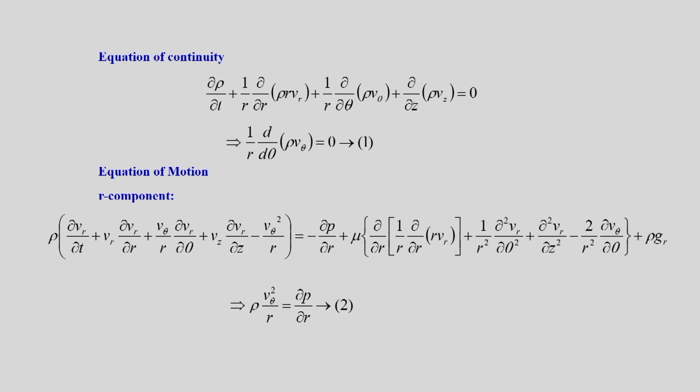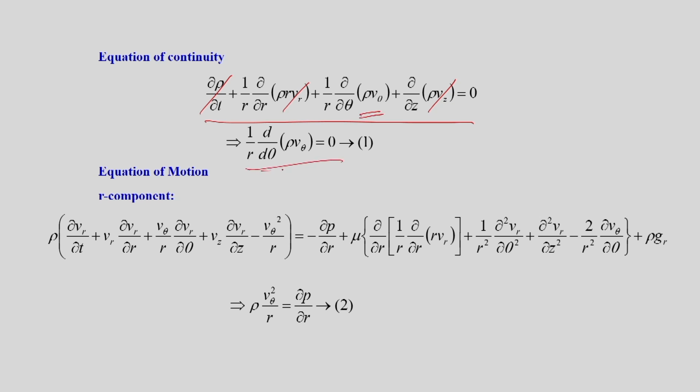The equation of continuity in cylindrical coordinates is dou rho by dou t plus 1 by r dou by dou r of rho r v r plus 1 by r dou by dou theta of rho v theta plus dou by dou z of rho v z equals 0, right. Here we have the steady state assumption, so the first term is 0, and there is no V r velocity and no V z velocity, only V theta exists.